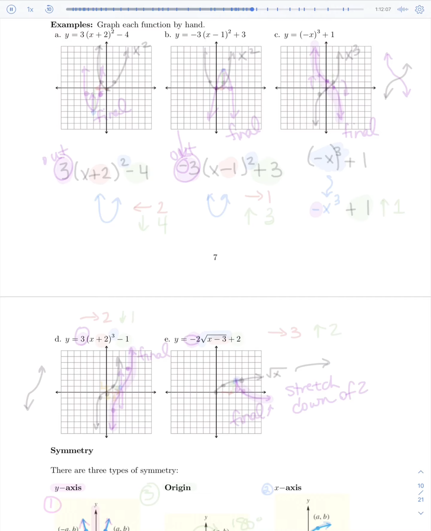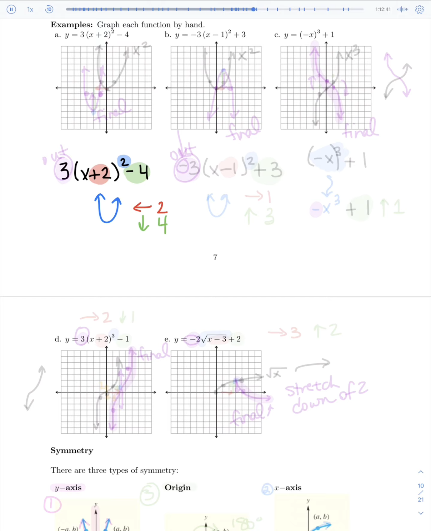group. The next group is a tiny bit more complicated. So let's take a look. We've got 3(x + 2)² − 4 in this first one. So first of all, the squared means we've got that U-shaped parabola. Let's see, the plus 2 tells me I'm going to shift to the left 2. The minus 4 tells me I'm going to be shifting down 4 because it's on the outside.